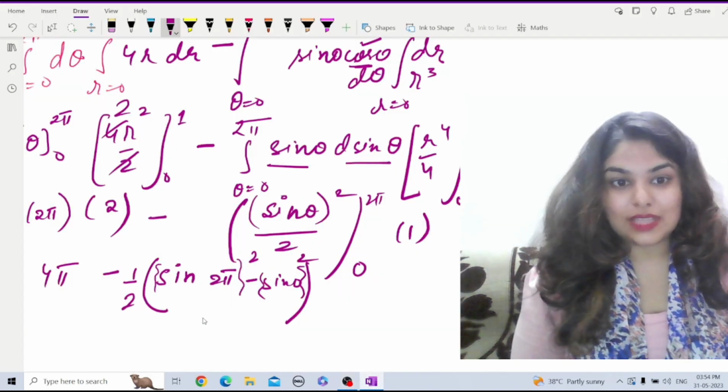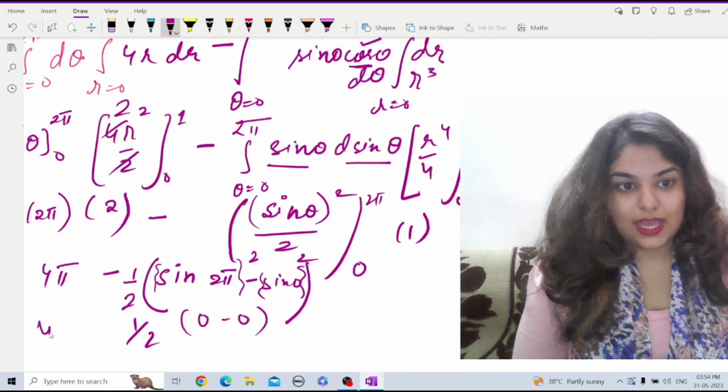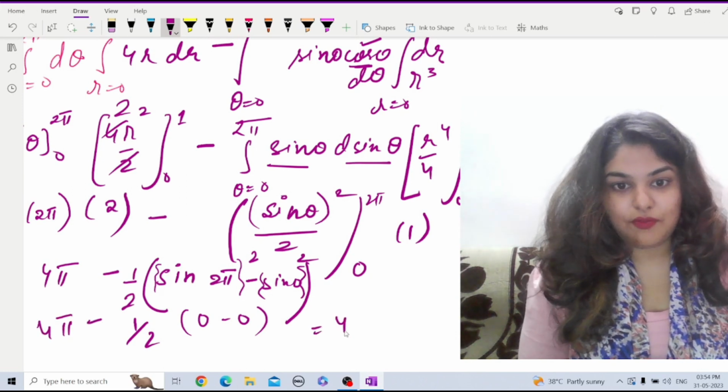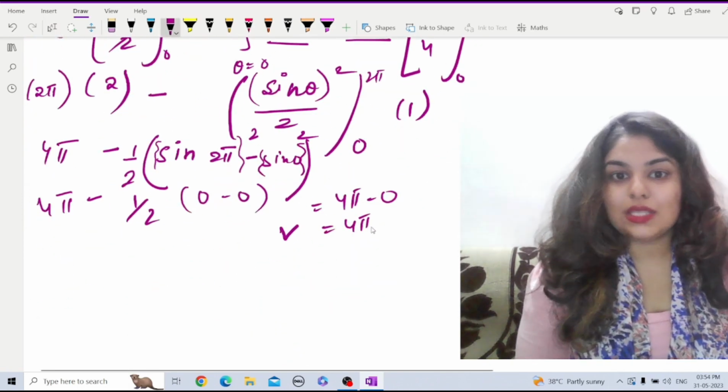So if we put the values, sine 2 pi is 0, sine 0 is 0. So this term is actually totally 0, right? And we have only 4 pi. That is, we have 4 pi minus 0 is equal to 4 pi. So we were actually calculating v. So that means v is equal to 4 pi.